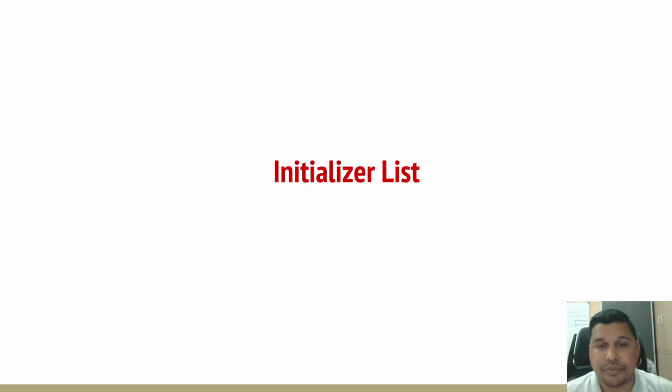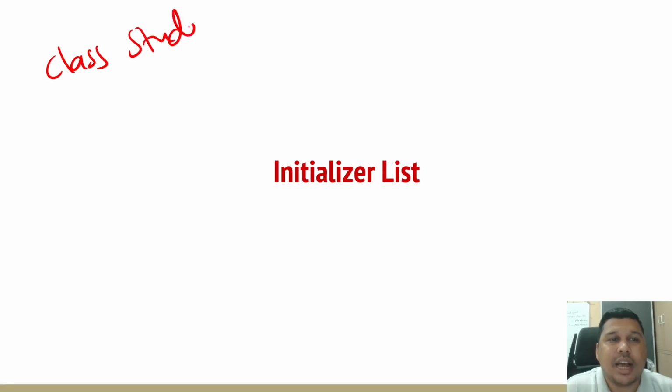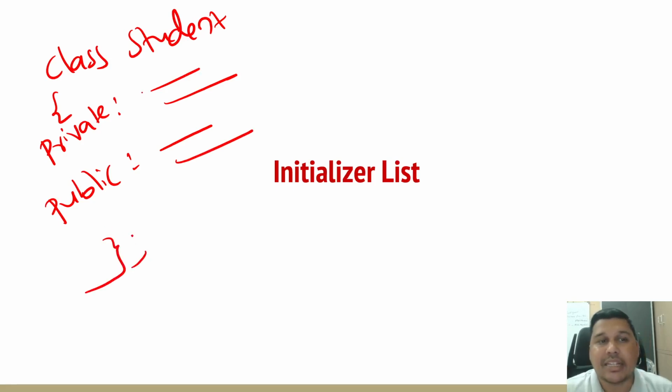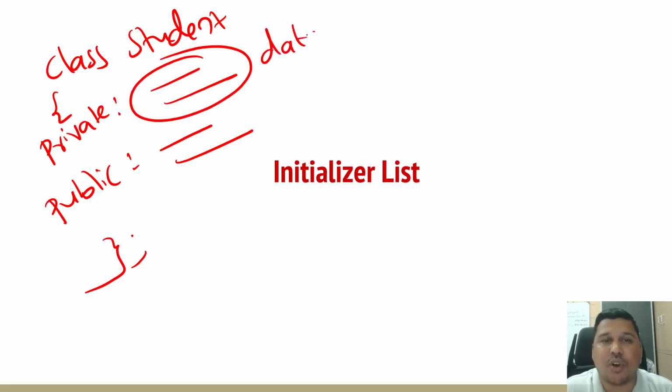Initializer list. What is this? See, in a class student, I may have so many private variables and public variables. And we already know that these private variables, private data members, not variables, we have to call them data members, right? Private data members cannot be initialized outside.